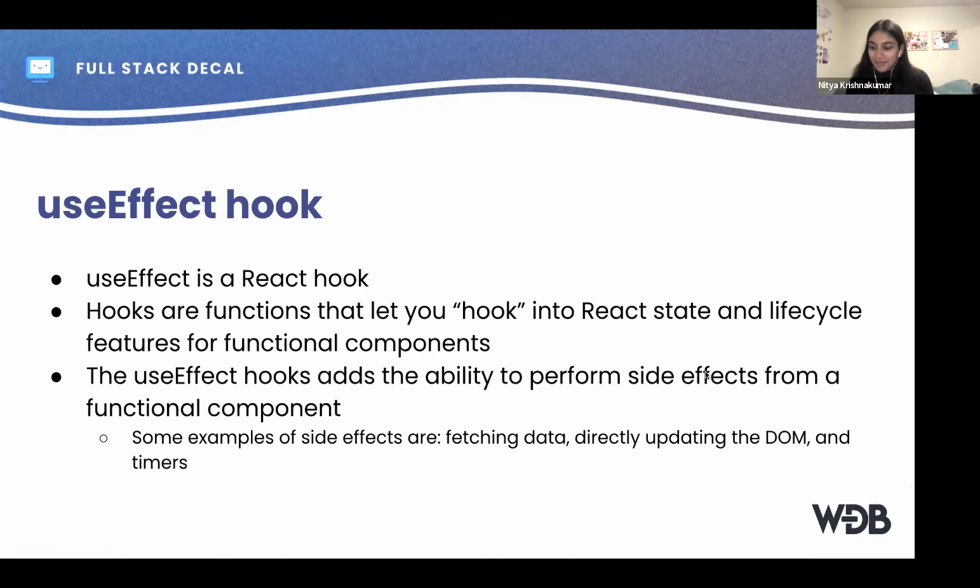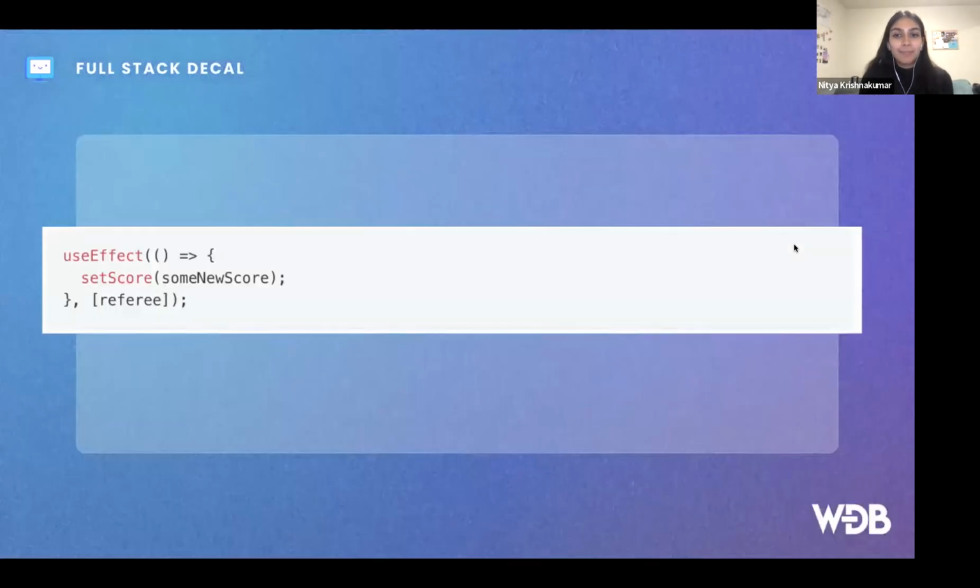So this all seems a little bit abstract. I'm going to try and explain useEffect through an example instead. The syntax for useEffect is that it takes in two arguments. The first one is a function, and the second is a list of dependencies. So useEffect will call the function that you pass in when the dependencies change.